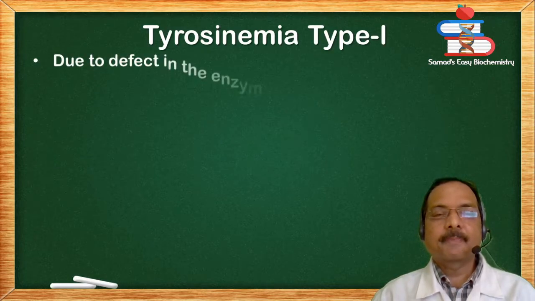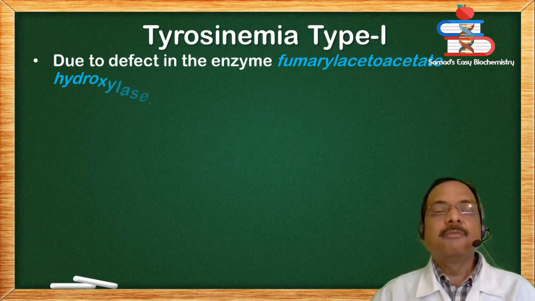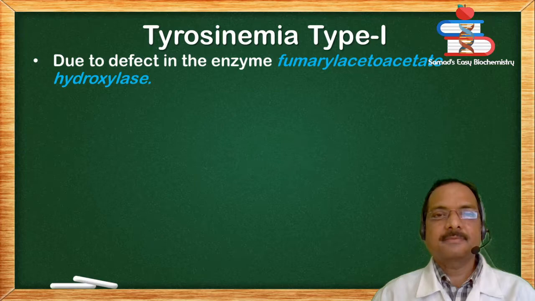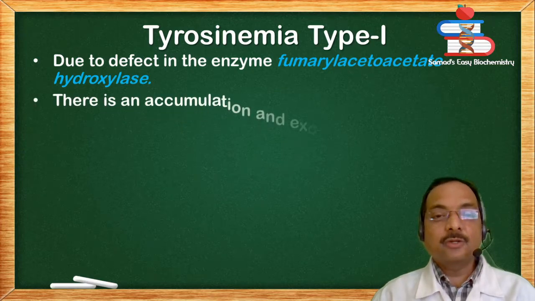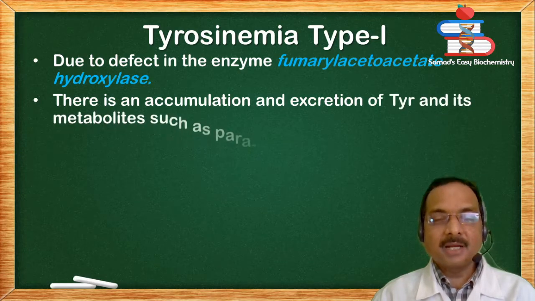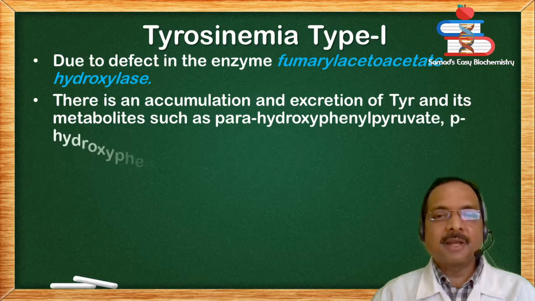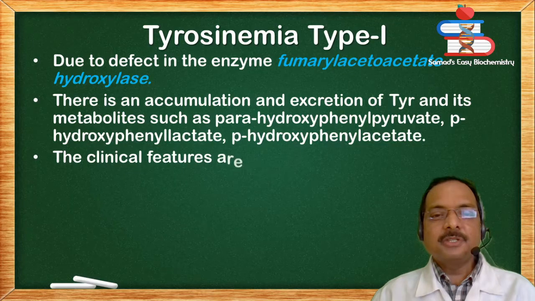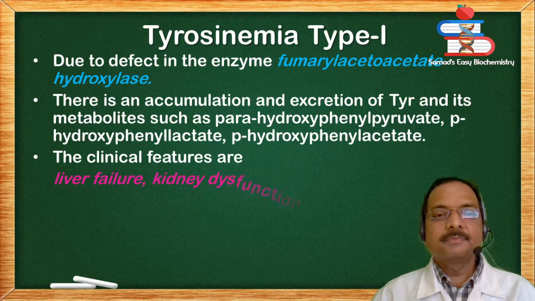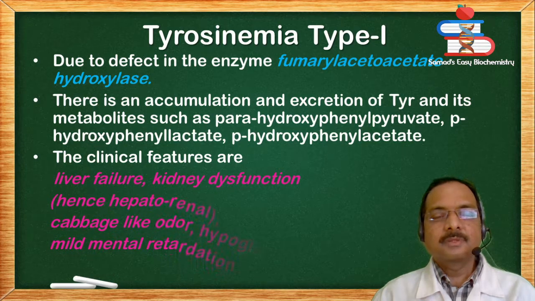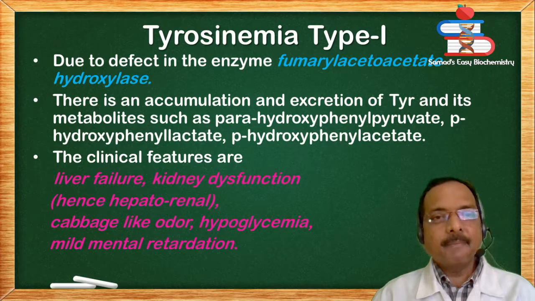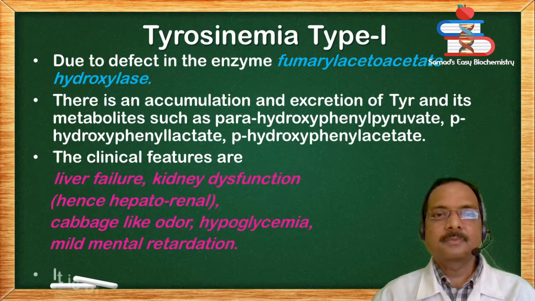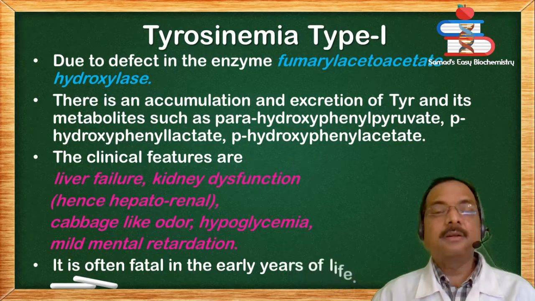Tyrosinemia type 1. Due to the defect in the enzyme fumarylacetoacetate hydrolase, there is an accumulation and excretion of tyrosine and its metabolites such as para-hydroxyphenyl pyruvate, para-hydroxyphenyl lactate, para-hydroxyphenyl acetate. The clinical features are liver failure, kidney dysfunction, hence it is also called hepatorenal, cabbage-like odor, hypoglycemia, and mild mental retardation. It is often fatal in the early years of life.